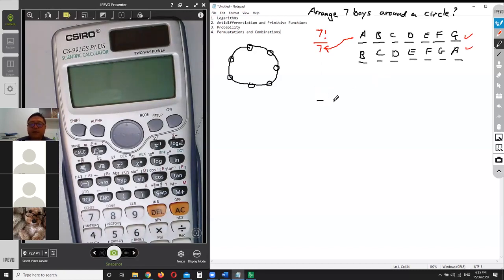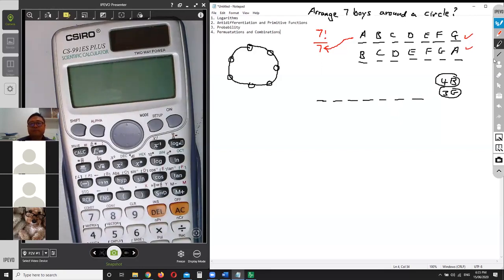Let me give you another example. Imagine this time you've got a straight line, 1, 2, 3, 4, 5, 6, 7. And this time you have 4 boys and 3 girls. How many ways can you arrange 4 boys and 3 girls in such a way that the boys are together and the girls are together?